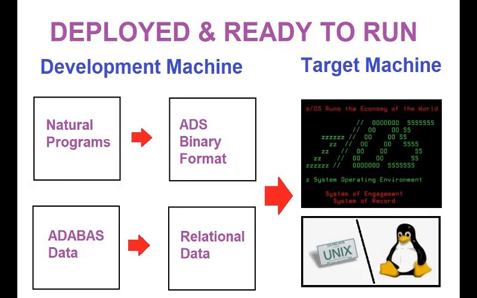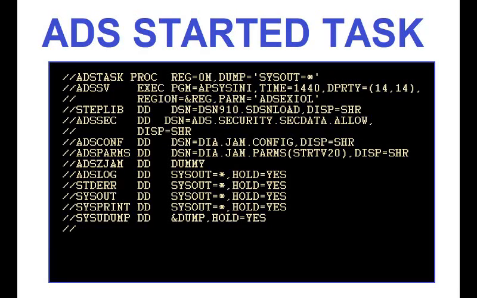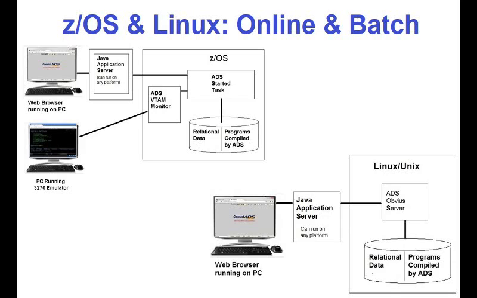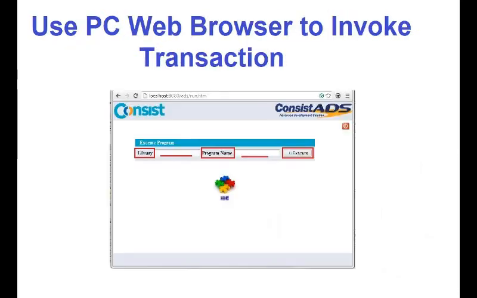After the translated programs and converted relational data have been transferred to the target machine, the new programs with their new data can be executed. On the mainframe, start the ADS started task. On Linux, Unix, or Windows, start the Obvius server. You can do work under ADS by running batch jobs and by invoking transactions from a PC web browser or a PC 3270 emulator. We will show here how to use a PC web browser to invoke a transaction.